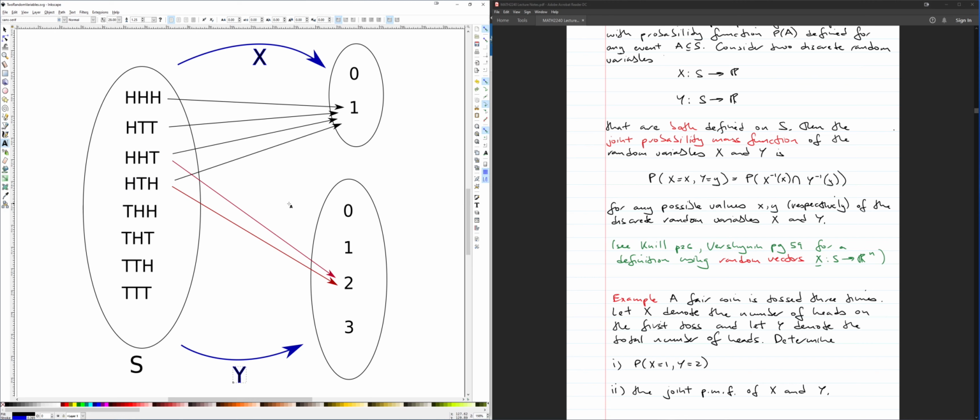At least that's the definition that you want to use in the discrete case. So consider this particular one, tail head head. What is the value of x associated to that? What you're supposed to do is look at the first toss, and the number of heads in the first toss is actually 0, because you have a tail.